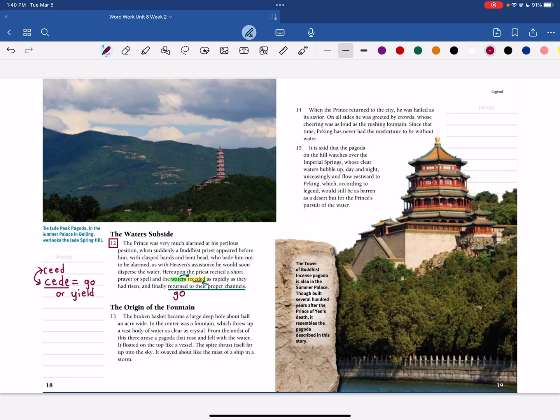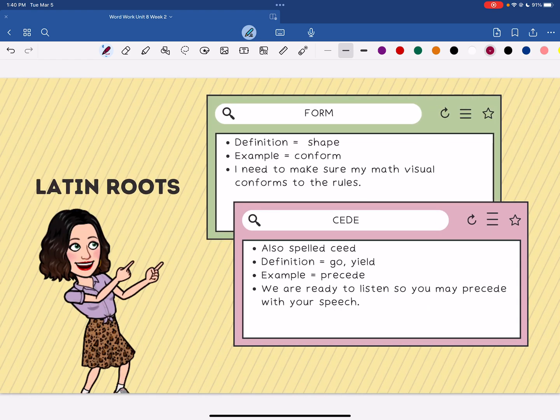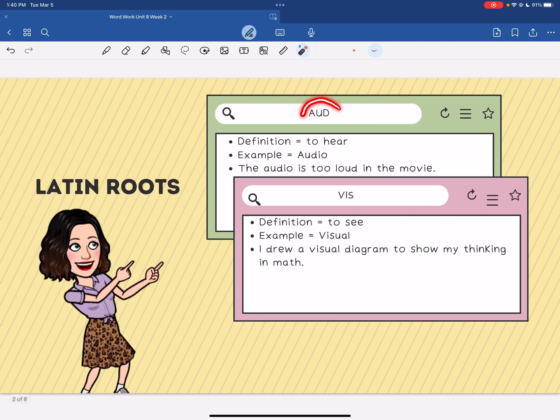Now, that is the last example of our 4 root words. You are going to be looking for our 4 root words in a different story, and I'm about to assign that to you. But as one last example, I want to remind you again, here are the 4 root words. Form means shape. Seed, spelled 2 different ways, means go or yield. Odd means to hear. Viz means to see.